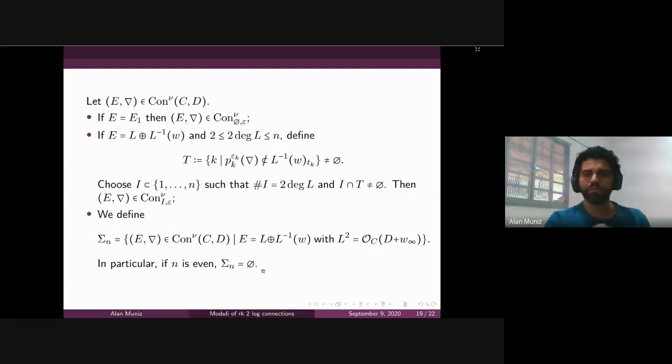So the moduli space is covered by these subspaces. It's really simple in the even case, where only these two situations happen. But in the odd case, we have this awkward piece of the moduli space.